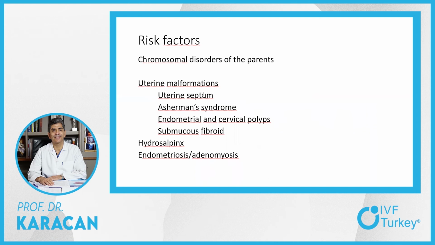The other one is uterine malformations, anatomical factors. Uterine malformations can be classified: uterine septum, Asherman syndrome, this is adhesions. I'll show you some photographs of it. Endometrial or cervical polyps, submucous fibroid. These are main anatomical problems. And hydrosalpinx. This is the fluid accumulation in the tube, which might impair the chance of implantation. The last but not the least, endometriosis and or adenomyosis is a very important factor to get a healthy baby.